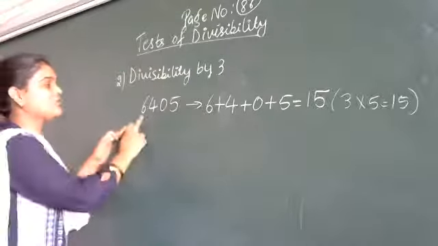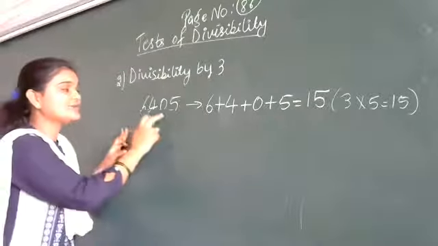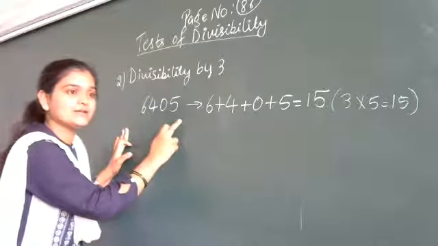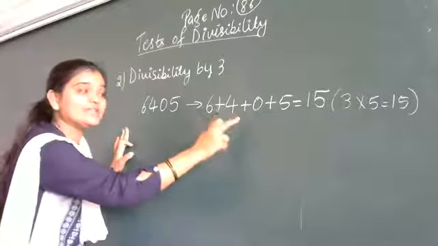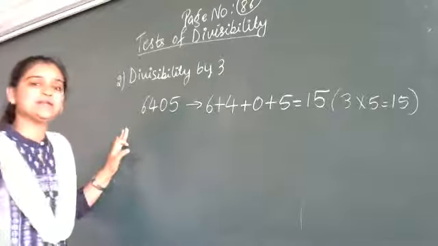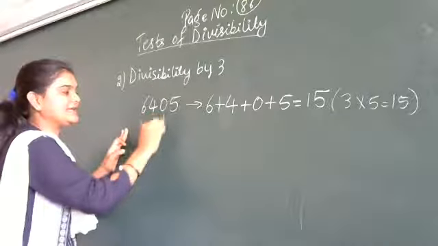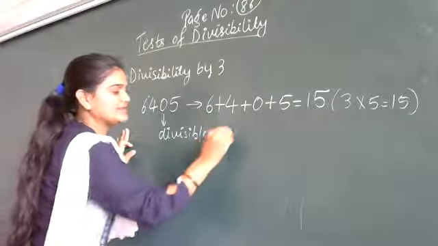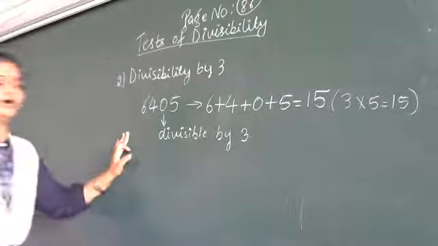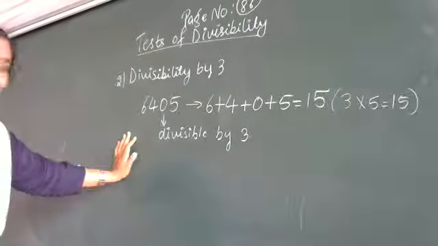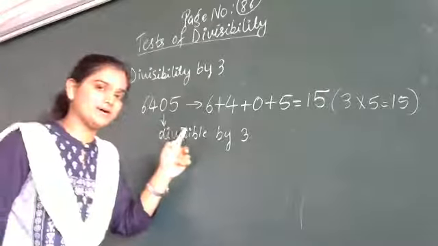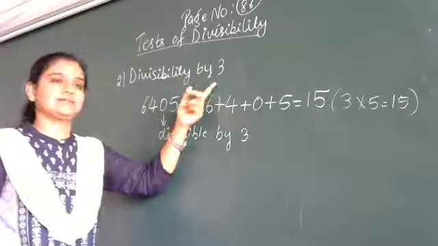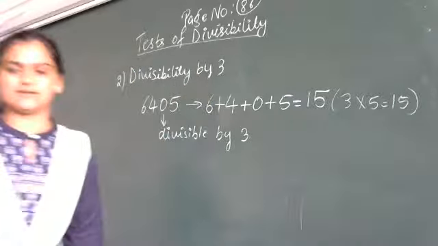Is it clear? You will have to add each digit, and you will get 15, and 15 is divisible by 3, so the number is divisible by 3. These are the tricks that you have to know. For divisibility by 3, you have to add each digit, and the sum you get should be divisible by 3. Is it clear? Is it easy?